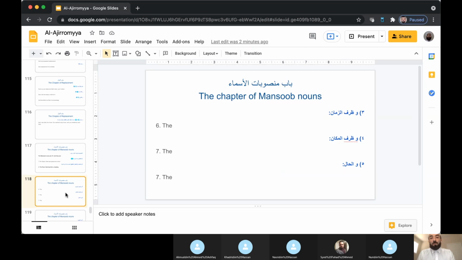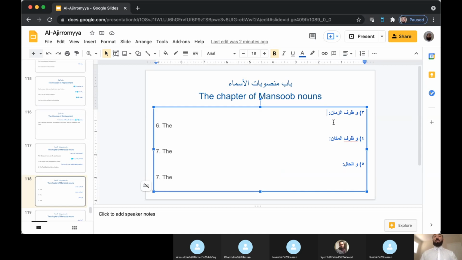Okay, and the third one is what we call ظرف الزمان, and this is basically time. The time component of an action. I will try to come up with a better translation of this, but for now, just remember what I've written.